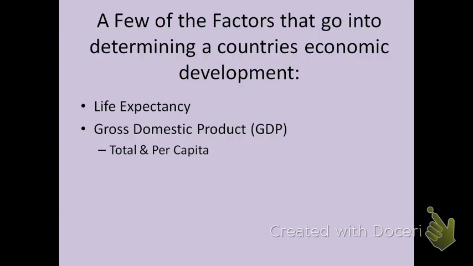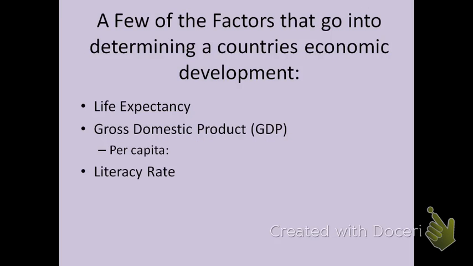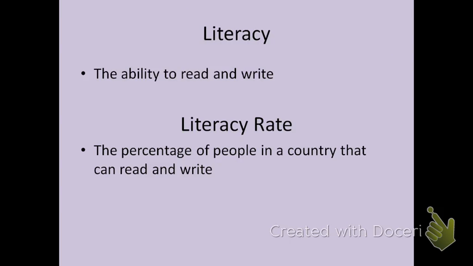There's two different ways that you'll actually see the GDP. One is the total, which is generally a large number, or you might see it per capita, which means the amount per person. And this, of course, is going to be a smaller number. The next one is literacy rate. Literacy is the ability to read and write. So the literacy rate of a country is the percentage of people in that country that can read and write.